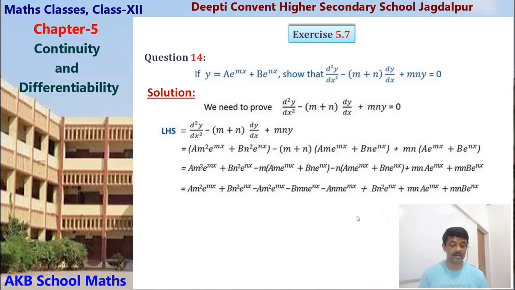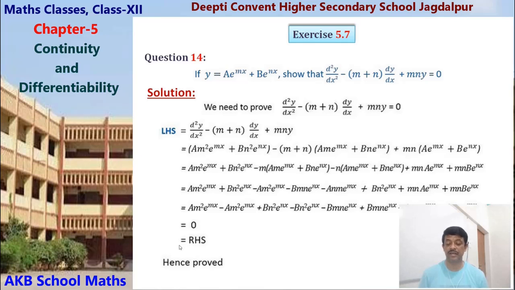Here the sign will be negative, so all cancel out. Clear? Term by term, this minus this, this minus this, this minus this, this minus this, that is 0. So the right hand side is 0, hence proved, left hand side equals right hand side. This is the substitution method. Okay, so this was the solution of question 14.